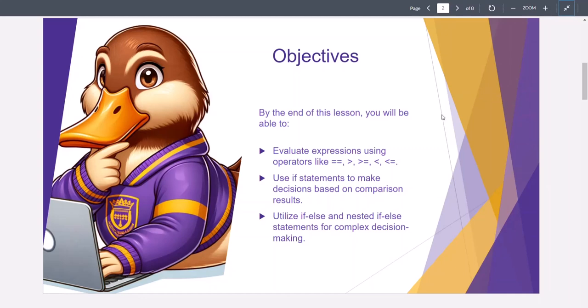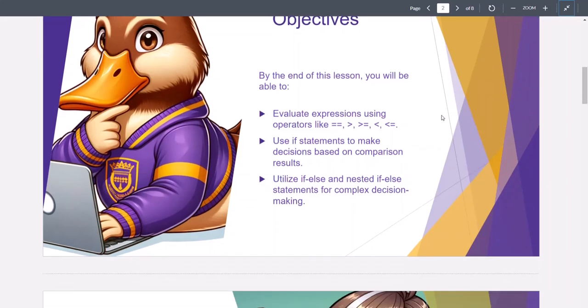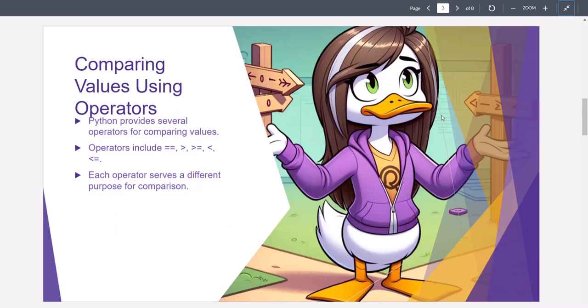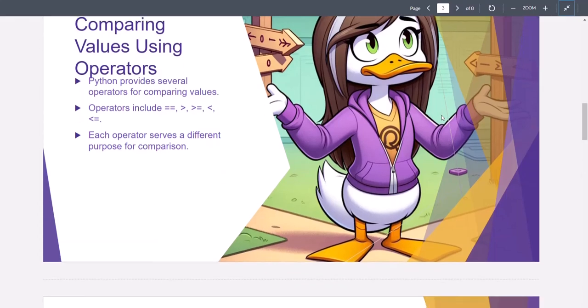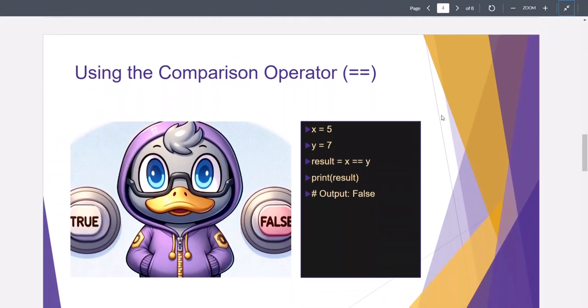We make comparisons using an if statement and then do something depending on the results. We can nest if-else statements to increase complex decision making. So we can compare different values by using these operators. We have multiple comparison operators to check if it's equal, greater than, less than, and each operator serves a different purpose for comparison. So the equals is checking to see if two things are equal.